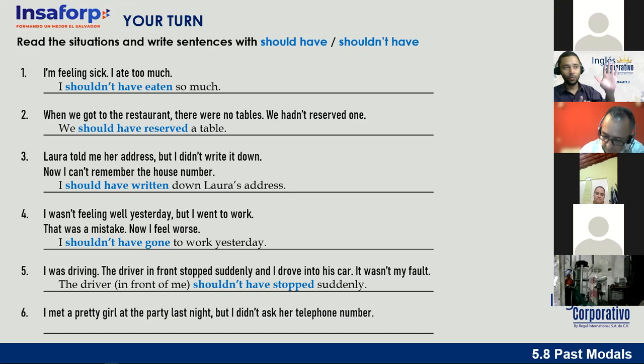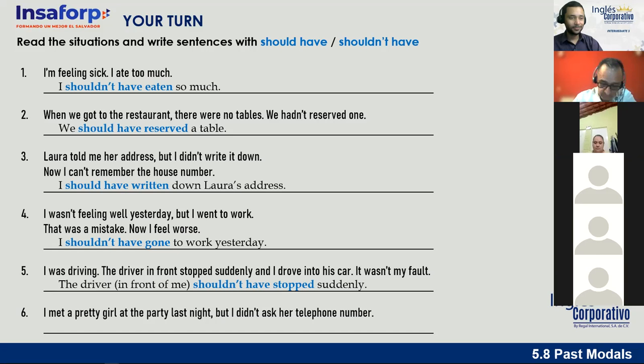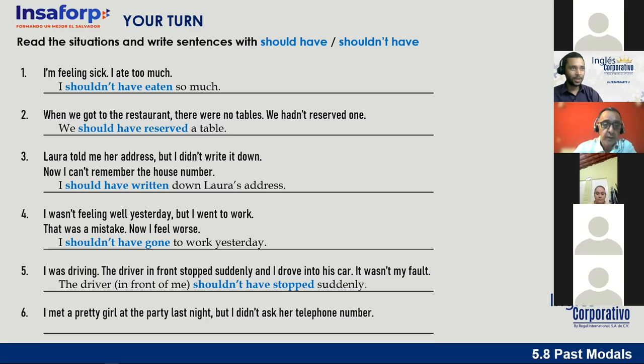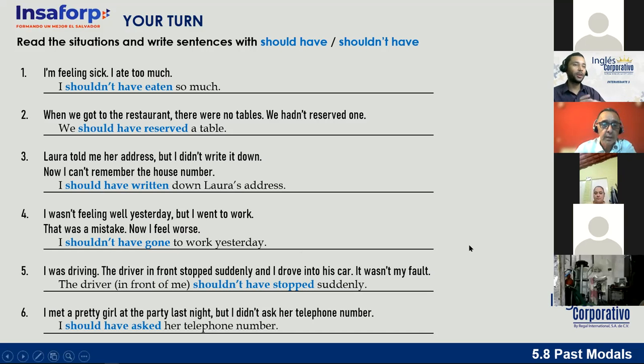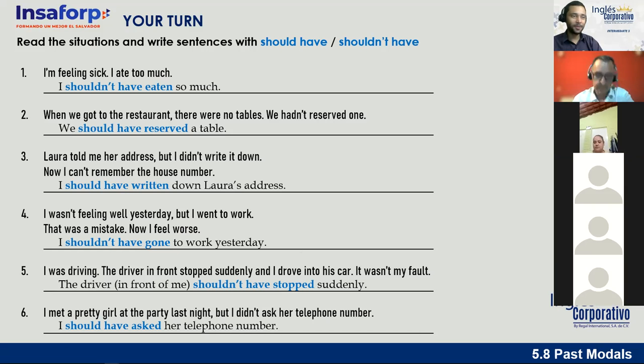And number six, who wants to try? Number six? Volunteer? Jose Vega. I met a pretty girl at the party last night, but I didn't ask her telephone number. I should have asked her telephone number. Okay. I should have asked her telephone number. Debí pedirle su número telefónico. Okay. That is great. Everybody, very good.